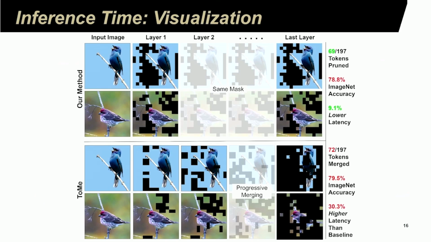The method we compare with is called token merge. They will gradually remove tokens, and at the end, they will remove 70 tokens. Their accuracy is slightly higher, 79.5%, but their overhead for removing tokens will actually increase the total latency. So as a result, our method is a good trade-off between accuracy and latency.